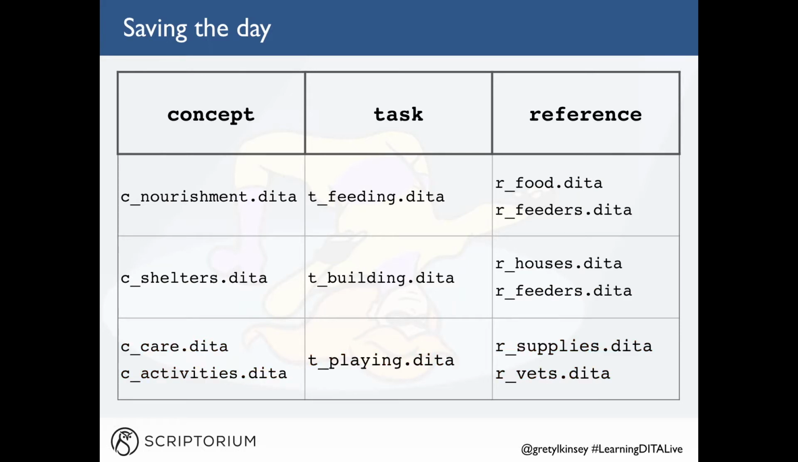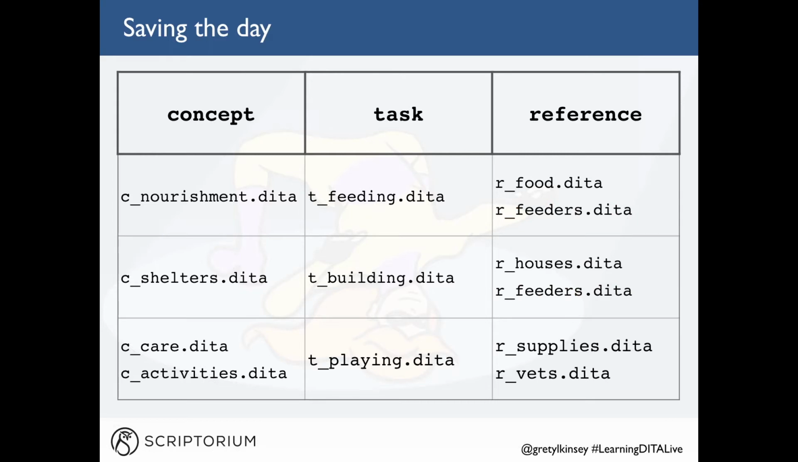So each cell in a rel table can contain topic references to any number of topics. Sometimes it's 0 if you don't have, maybe, a task about a certain thing or a reference about a certain thing. There can be one, there could be more than one, as you see in several of these cells. And you can also reference the same topic more than once if it happens to apply to different categories of related information. So in this example, you see that we have done that with this topic, feeders.dita. And that's because it makes sense to include information about feeders both in the food category and in the housing category.